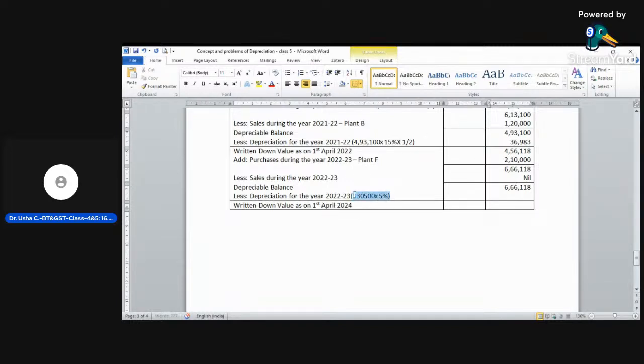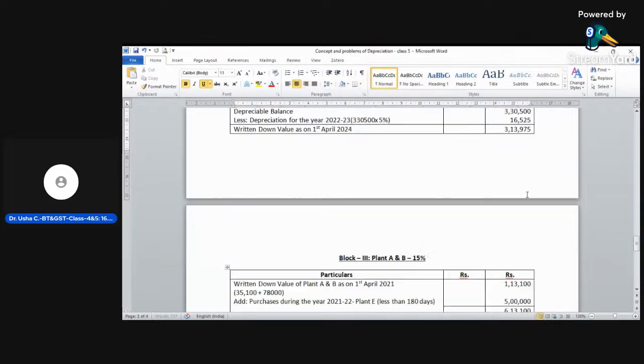What is the amount of depreciation? The entire amount will be taken into consideration, 6,66,118, at the rate of 15%, so the depreciation amount is 99,918. So the balance WDV as on 1st April 2024 is 5,66,200. This is for block C, block 3.